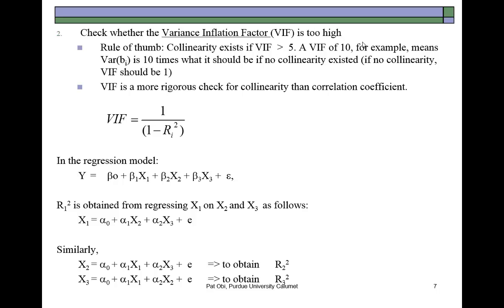Now, what does the number 5, or for that matter, as I explained here, a VIF of 10 mean? It means that the variance of the coefficient, which, remember, if you take the square root of it, becomes the standard error of the coefficient, is 10 times what it should be had there not been any collinearity. So, if there is no collinearity, VIF should be about 1.